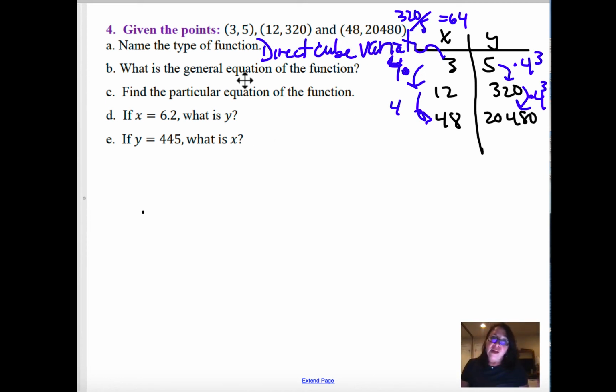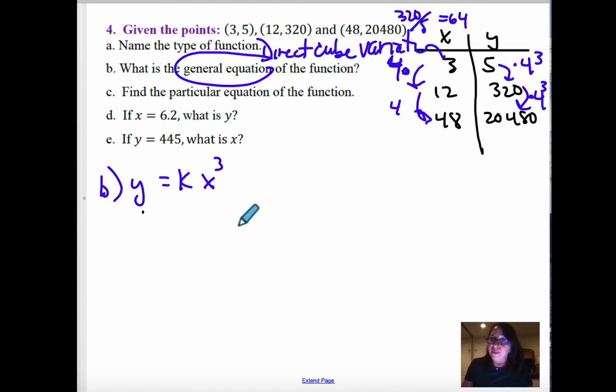Okay, so the next question is saying, what does that look like? What is a general equation? Well, the general equation is just going to be y equals, use your constant. We don't know what k is. We're going to find it. But y equals k, some number, times x to the third power. That's it.